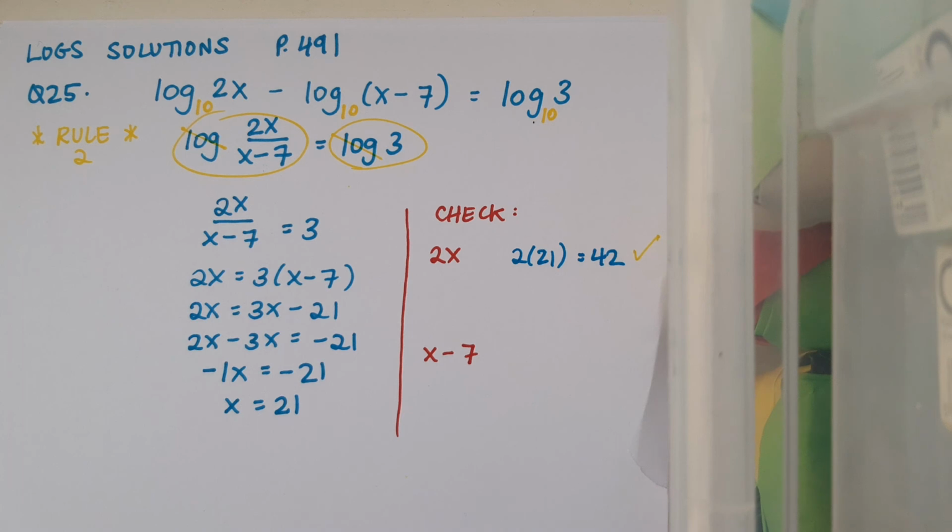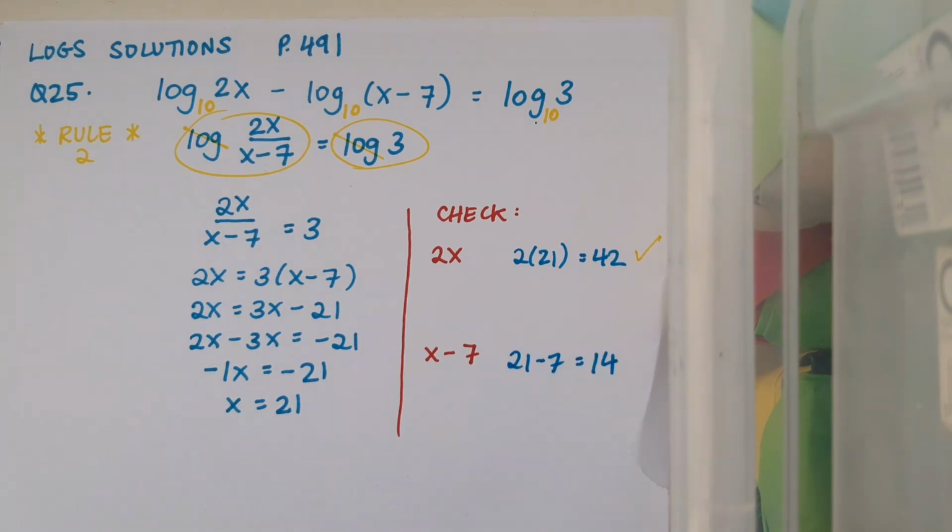And then I want to check it for x minus 7. And again, all I'm concerned about is that I don't end up with a negative result, and it's fine in this case again, so tick. And my solution in this case is x equals 21 and no problems with the checking for positives.